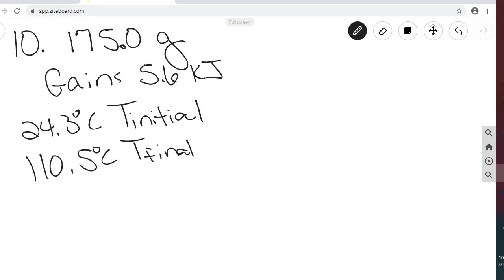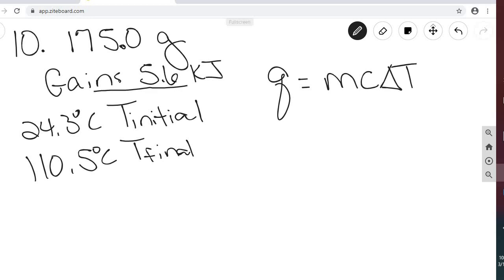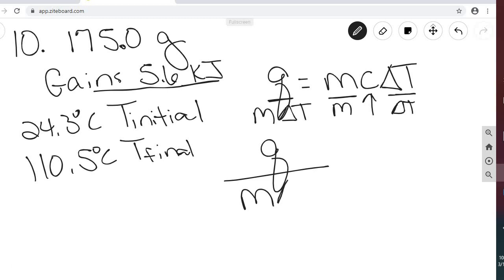Okay, so same equation. Q equals MC delta T. Okay, so this says it gains this much heat. So that means Q is going to be positive. We are given the mass. We have the information that we can use to calculate delta T, and we are asked to find the specific heat. So we just solve this equation so that we're solving for C. Just divide out the M and the delta T on both sides. So Q divided by M delta T will equal C.